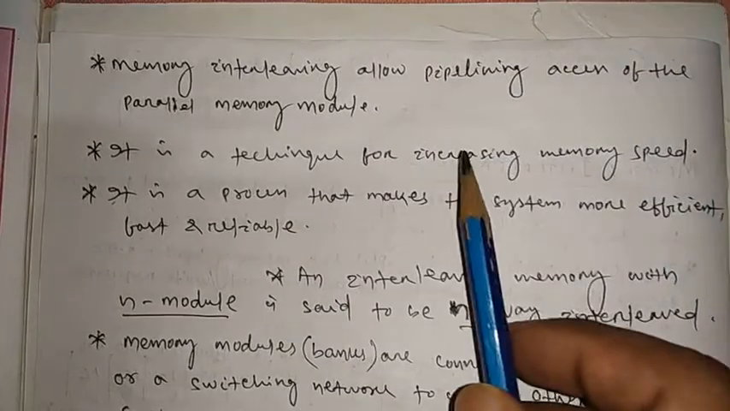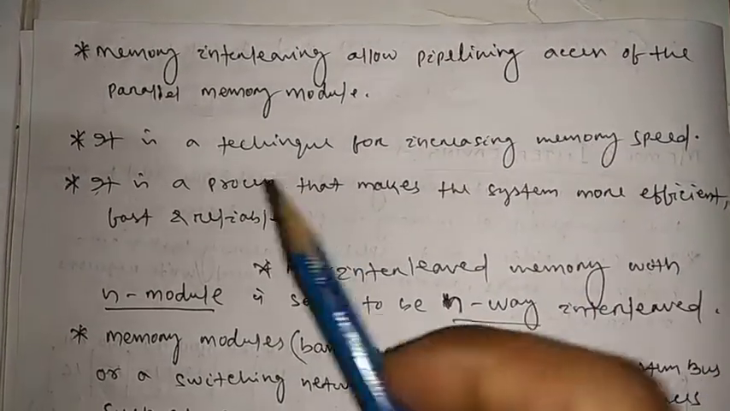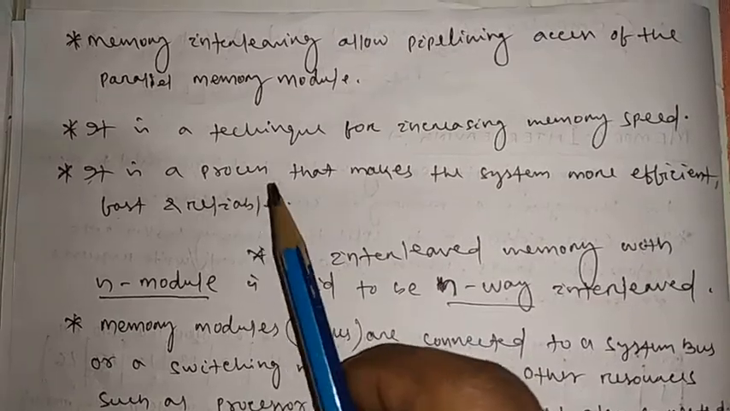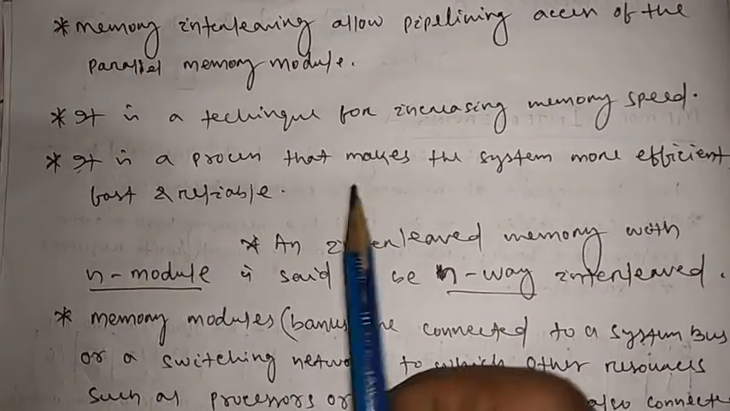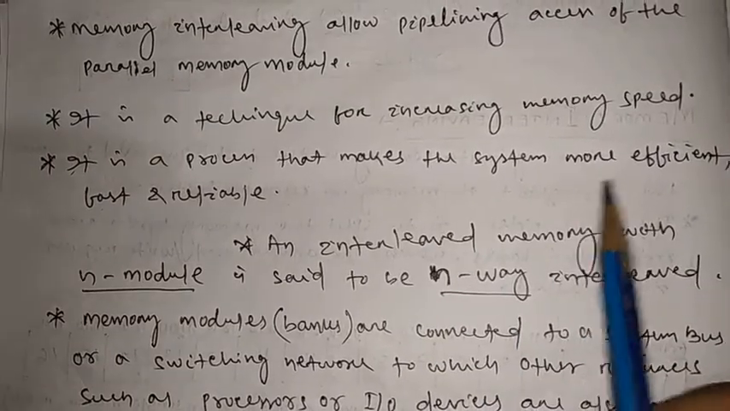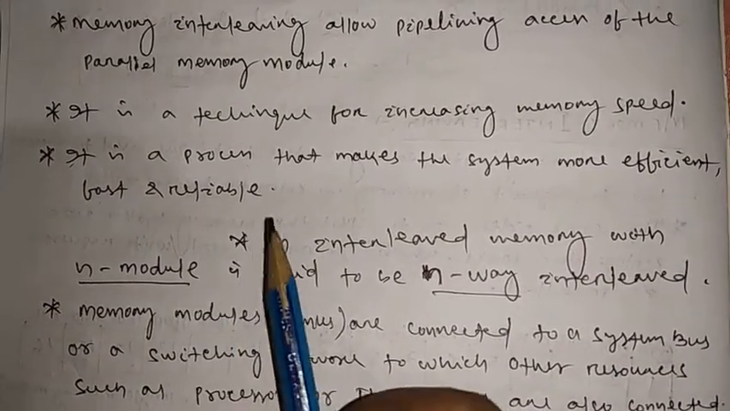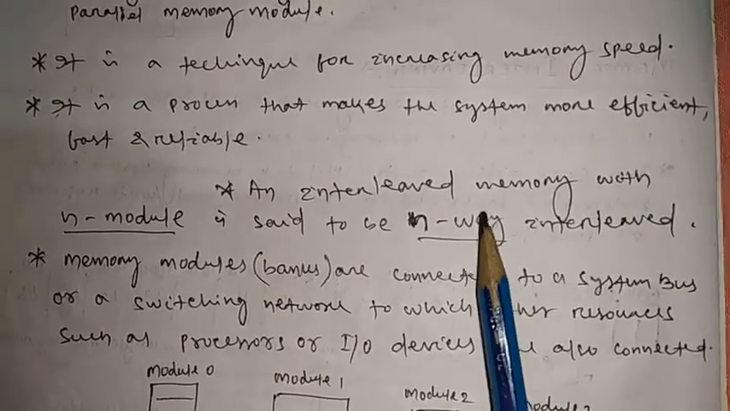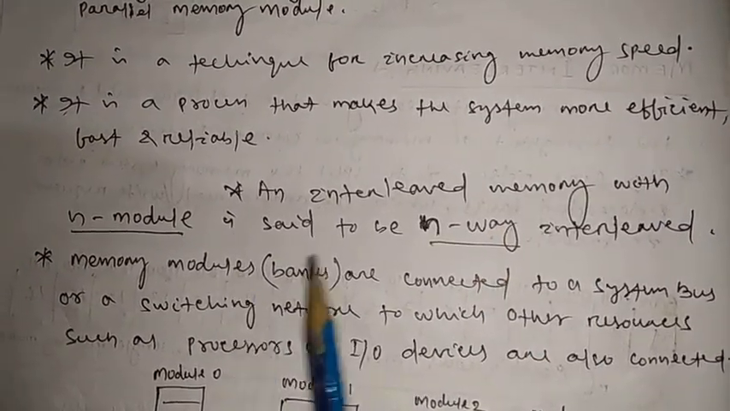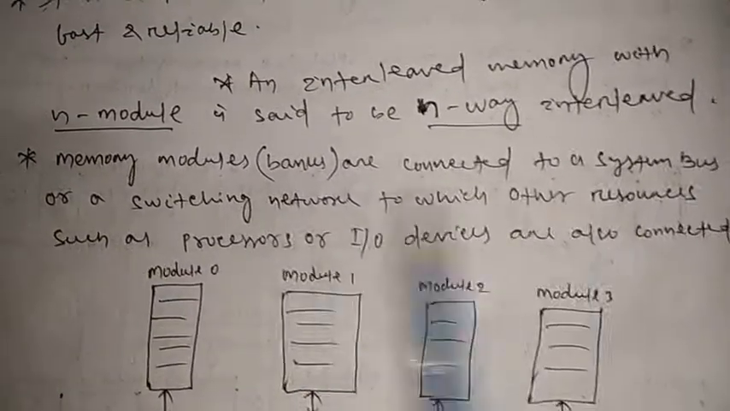Next, memory interleaving allows pipelined access of the parallel memory modules. It is a technique for increasing memory speed. Already I told you, it is a process that makes the system more efficient, faster and reliable. So an interleaved memory with n modules is said to be n-way interleaved. Theoretically, this is right.